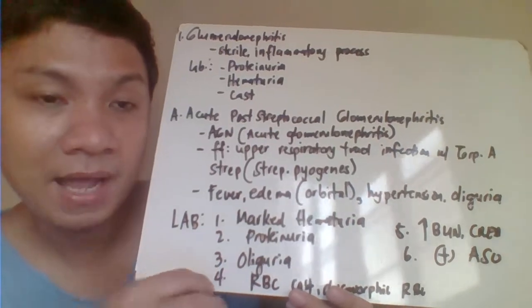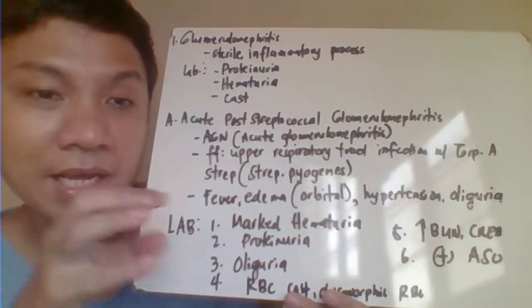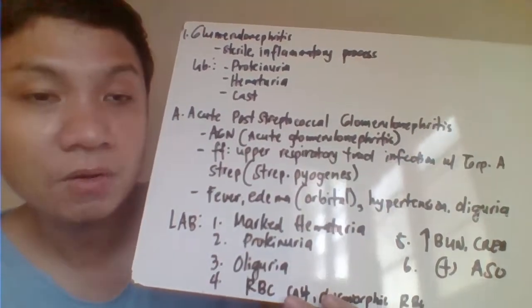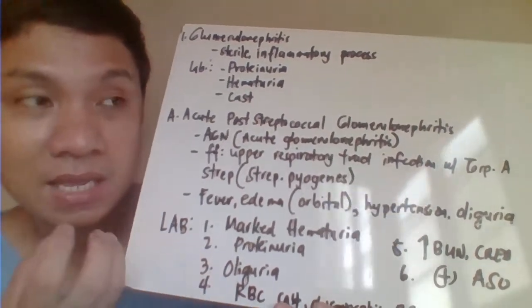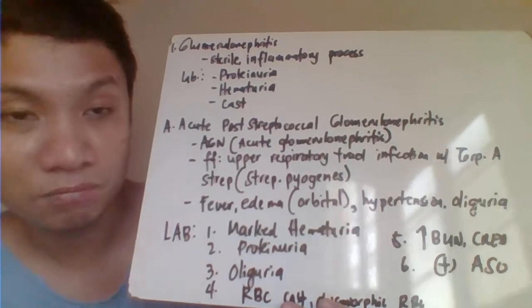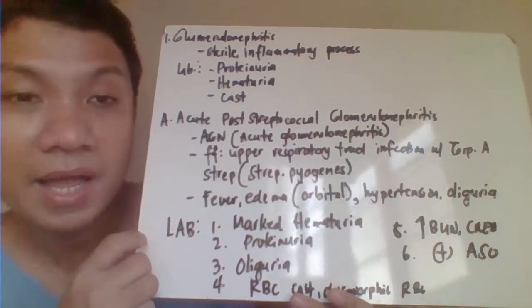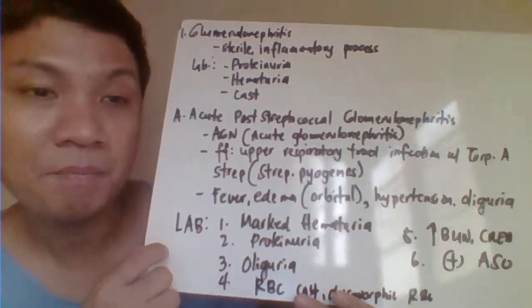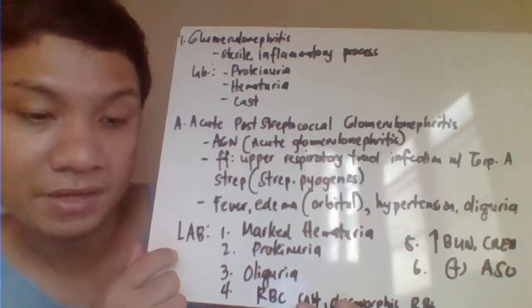Tatanggalin ni complement ang ating antigen-antibody complex. Pag tinanggal niya, pati ang glomerulus mo where your antigen-antibody has been deposited will eventually try to cause damage in your glomerulus. And that results to your AGN post-strep related to your strep pyogenes infection.